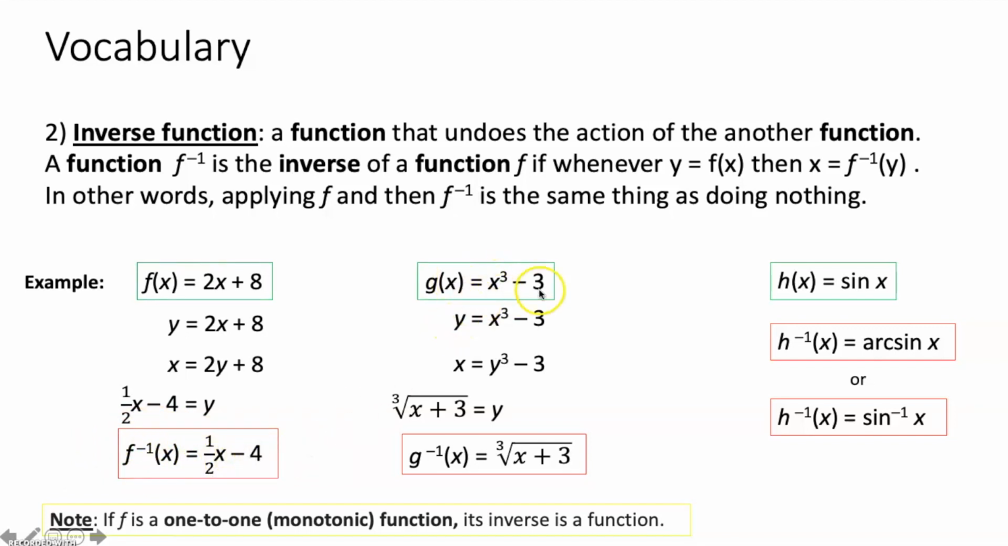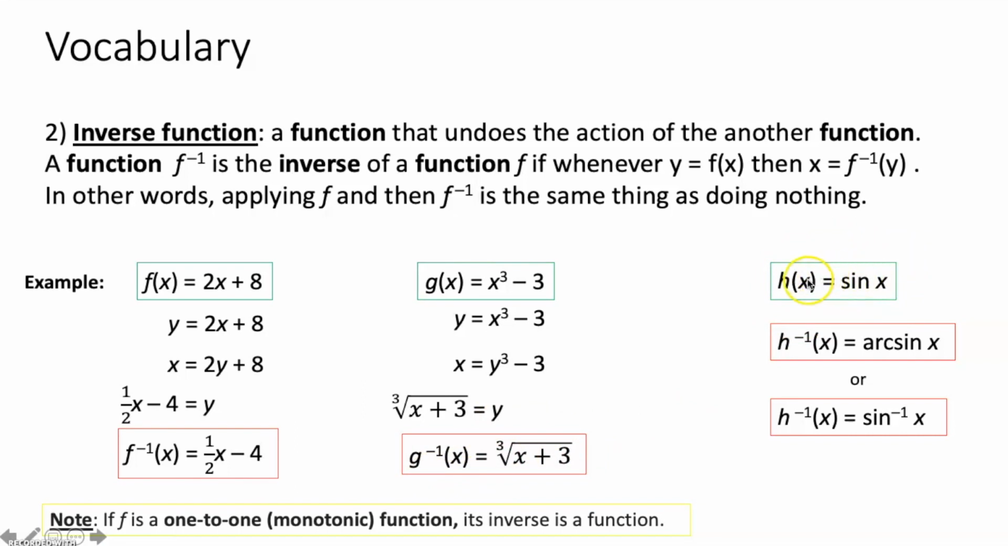Same thing here. We have our function g of x is equal to x cubed minus 3. If we want the inverse of this function, we just replace g of x with y. We then switch the x and the y, and then we solve for y. And you get g inverse of x is equal to the cube root of x plus 3.